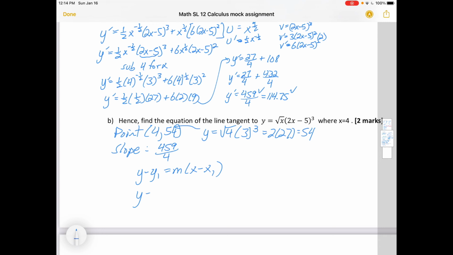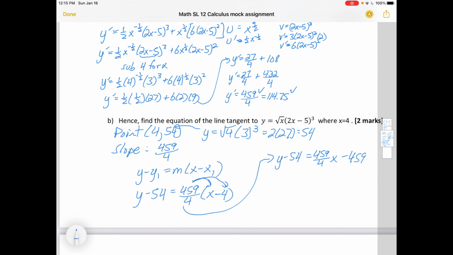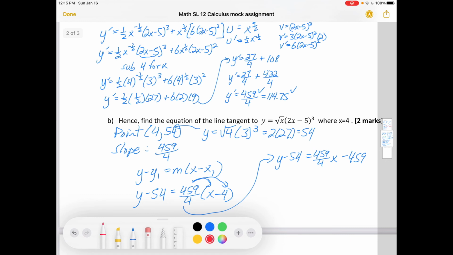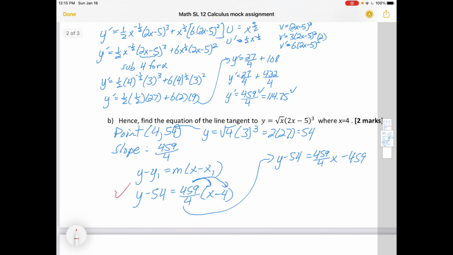This is going to be kind of unpleasant numbers. But we could deal. They're probably more unpleasant than you'd get on a paper one. But since you're at home, you have the opportunity to use your calculator to help you with some of the drudgery. So y minus, or x minus 4 rather. So I'm using the point-slope formula. That'll give me y minus 54 is 459 over 4 x when I multiply this through. And those 4s will just divide out, so minus 459. That's great. If it doesn't specify the version of the answer, you actually get full marks right here.